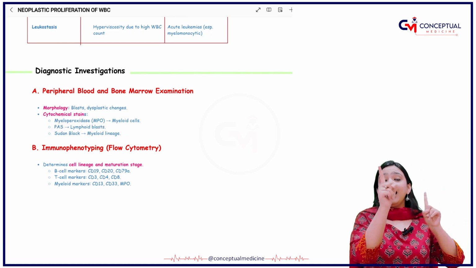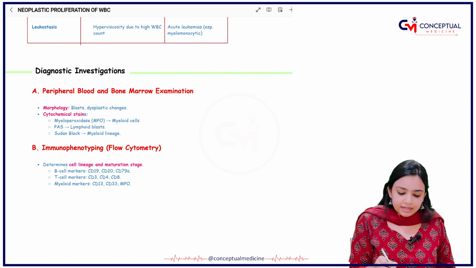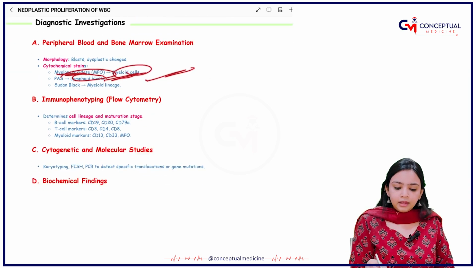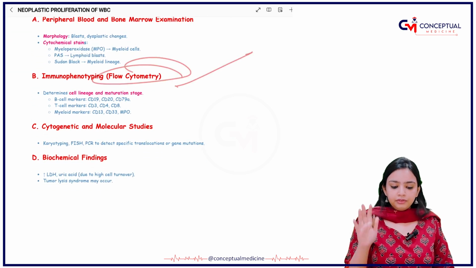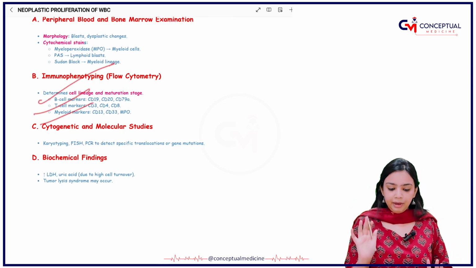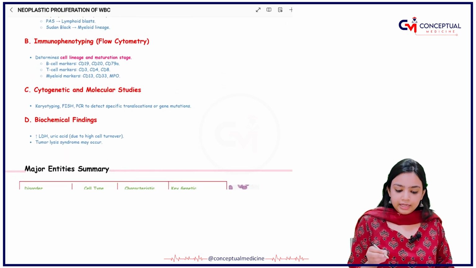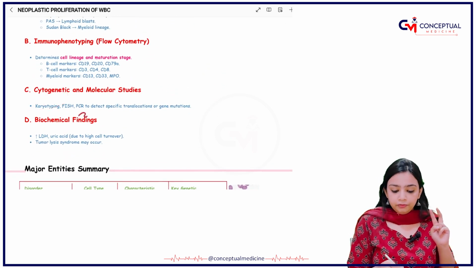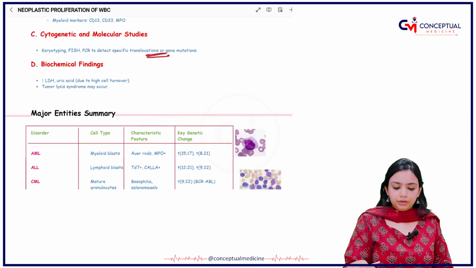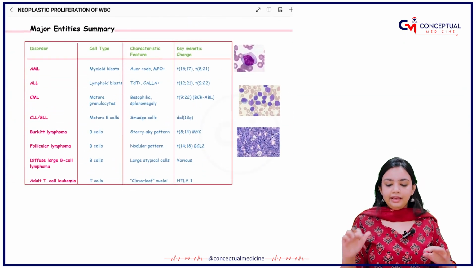It is for your lymphoid blasts, and MPO is for your myeloid cells. Then you have flow cytometry. In the flow cytometry, remember the three markers: B cells, T cells and myeloid markers. Then you have cytogenetic and molecular studies, like karyotyping, FISH and PCR, to detect the specific translocation. See guys, this is the major entity summary that I have made.